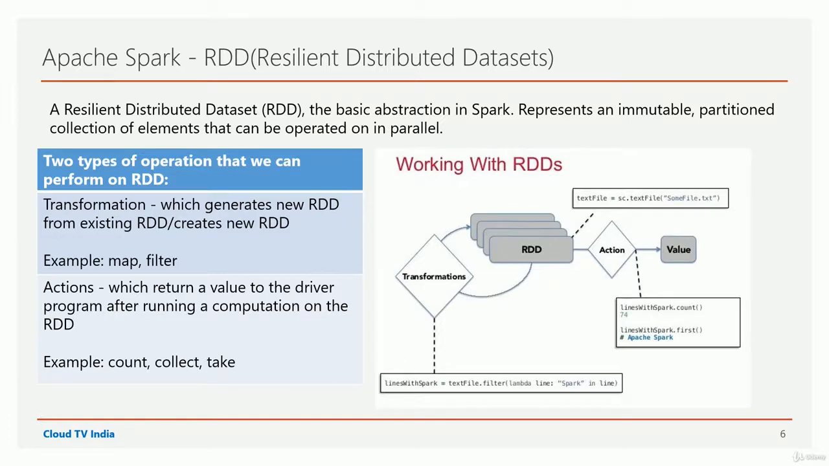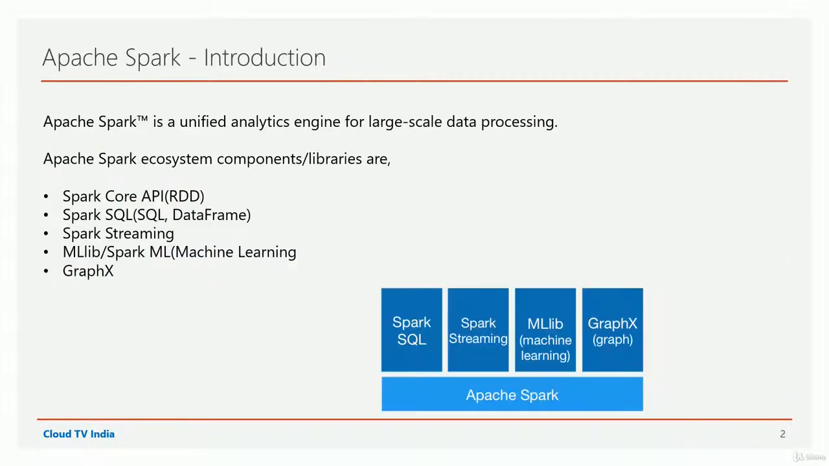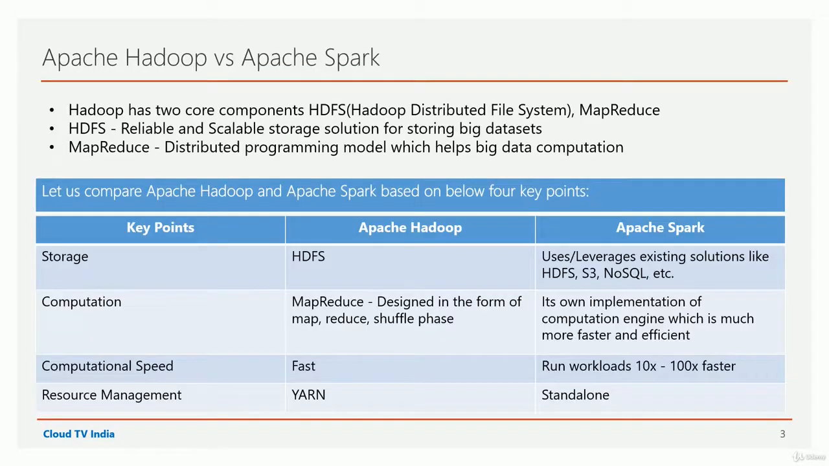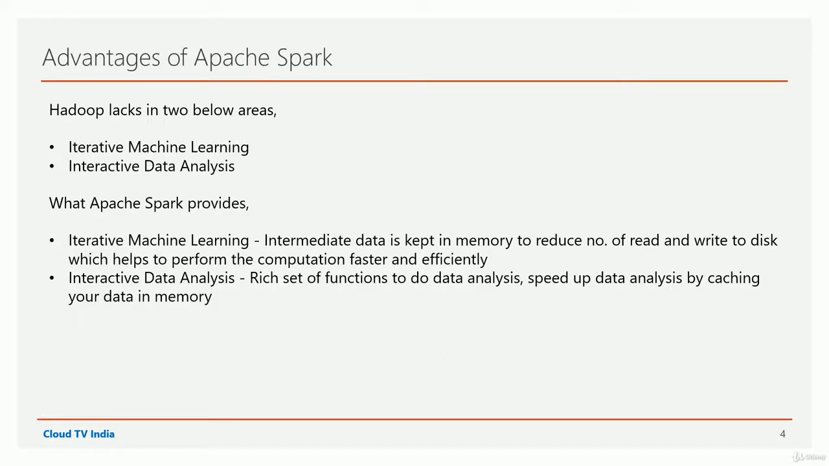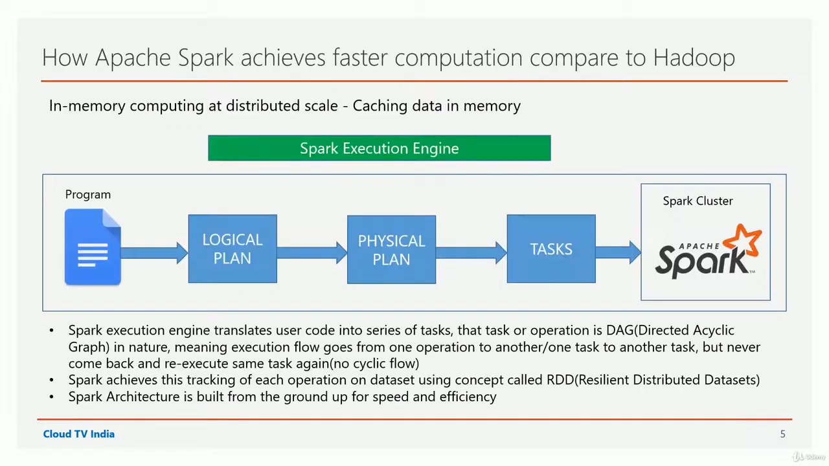So what we learned in this session is basically what Spark is, and the comparison between Spark and Hadoop. We saw what areas Spark has improved, and what areas use the existing components like the storage components. And we saw two areas where Hadoop is lagging: iterative machine learning and interactive data analysis, and how it has been improved in Spark.